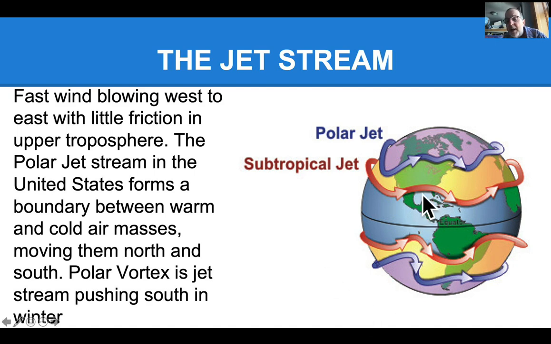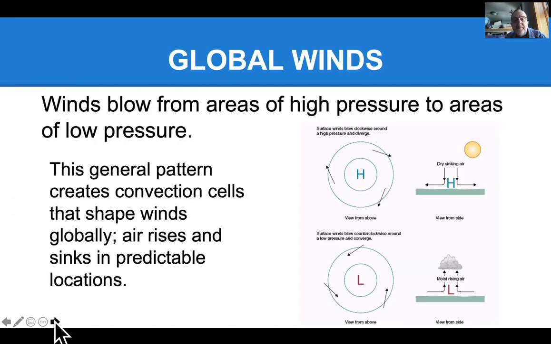And so you can see that when this jet stream here pushes north, warm, moist air is going to come into the mainland of the United States. When this jet stream pushes south, cold, dry air is going to come in. So these jet streams vary quite significantly.